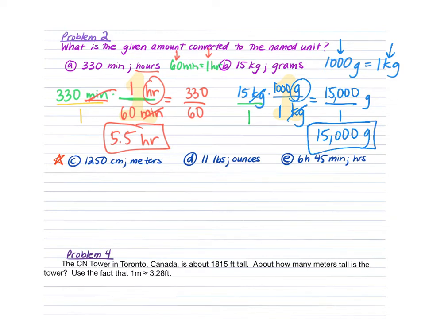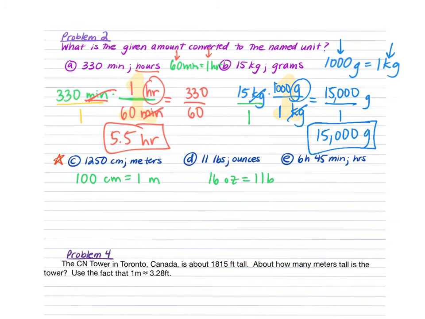Okay, so try these next 3 on your own. I will give you the unit equivalency, right? Centi means 100, so 100 centimeters equals 1 meter. Pounds and ounces. I'm going to look this one up. I think it's 16 ounces in 1 pound. Let's see. Yes, okay, I was right. 16 ounces equals 1 pound.